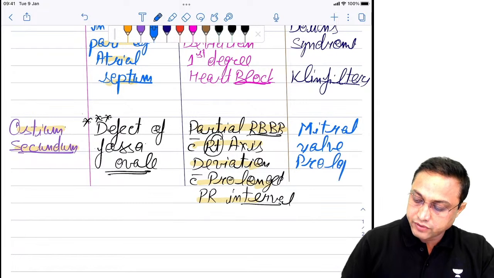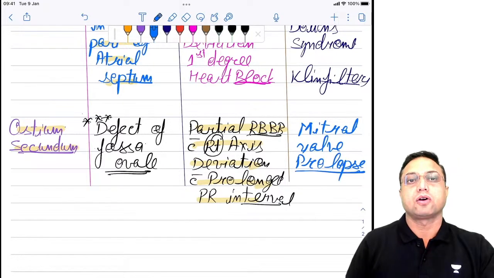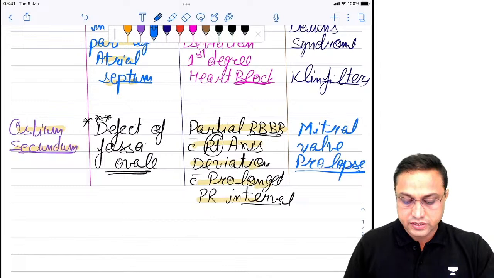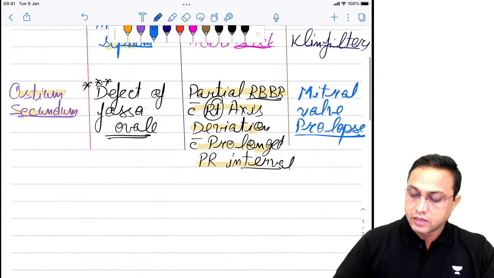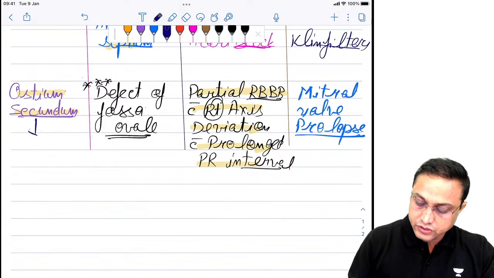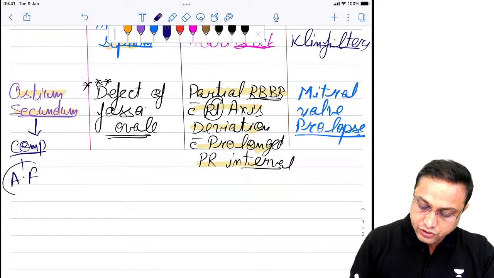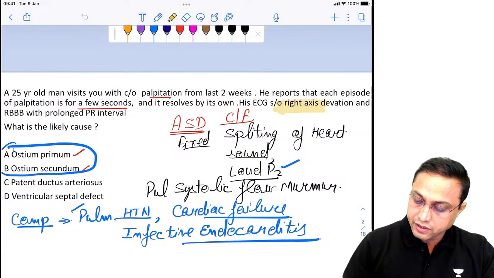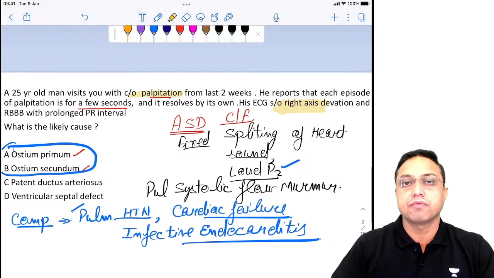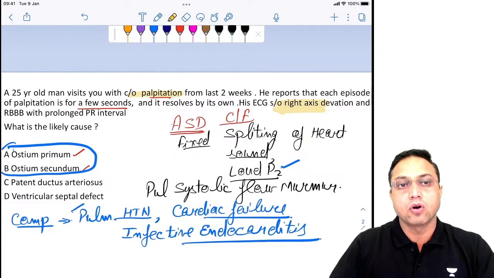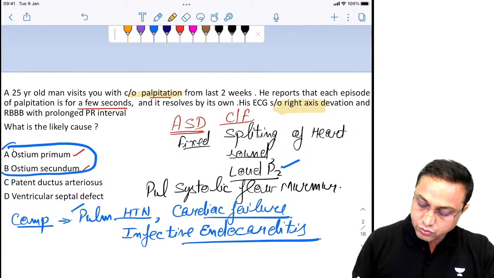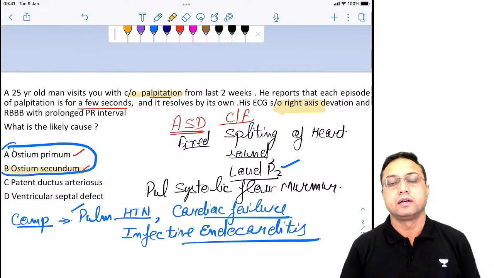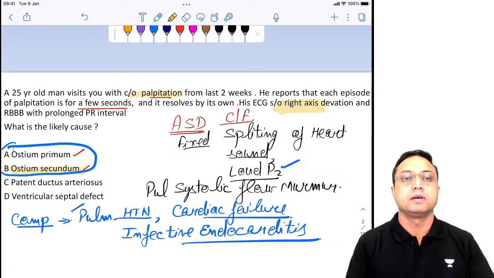So guys, now I think we have got the answer. The patient had mitral valve prolapse, maybe. The complication of ostium secundum is atrial fibrillation. Most likely the patient was in AF, a short-lived AF, with right axis deviation, RBBB and a prolonged PR interval. That's why the answer is ostium secundum.